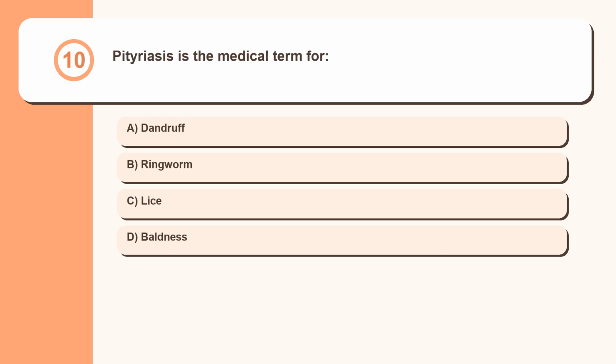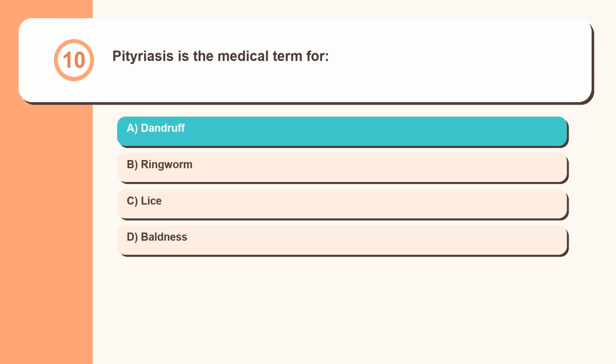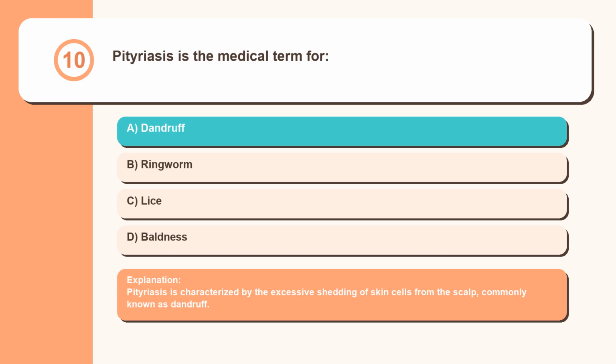Question 10. Pityriasis is the medical term for dandruff, ringworm, lice, baldness. Pityriasis is characterized by the excessive shedding of skin cells from the scalp, commonly known as dandruff.